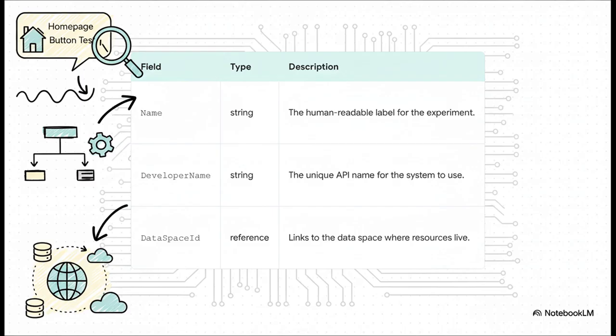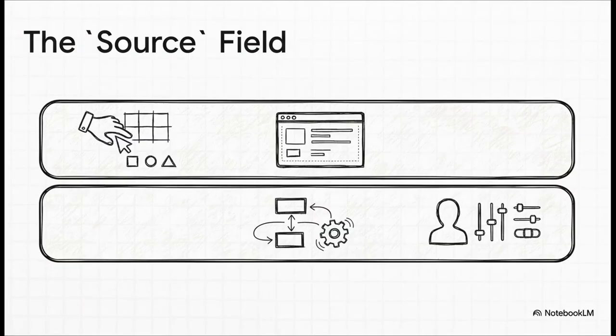It keeps everything organized. Next up, the blueprint needs to know where it came from. And this source field is actually super important. It tells you how the test was born. Was it built by hand by a content editor in some visual tool? Or was it kicked off automatically by a process running in the background? Knowing that gives you a ton of context when you're looking at the results later on.